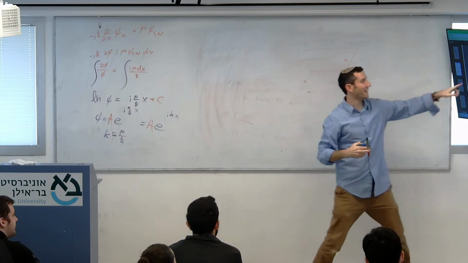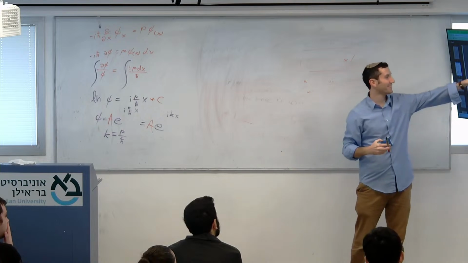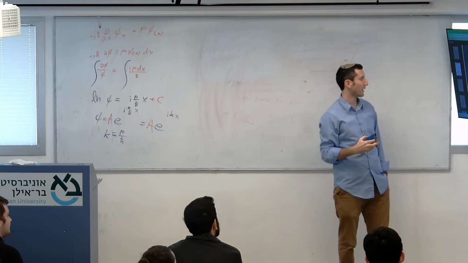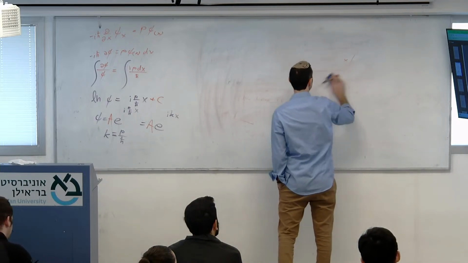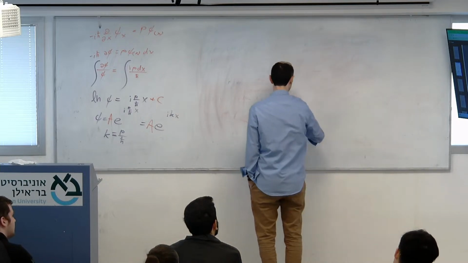Okay, so we got here exactly that. We got A e to the ikx. Now we want to normalize it. Oh, first we're going to show that it works. Okay, the order doesn't matter. So let's show that it works.